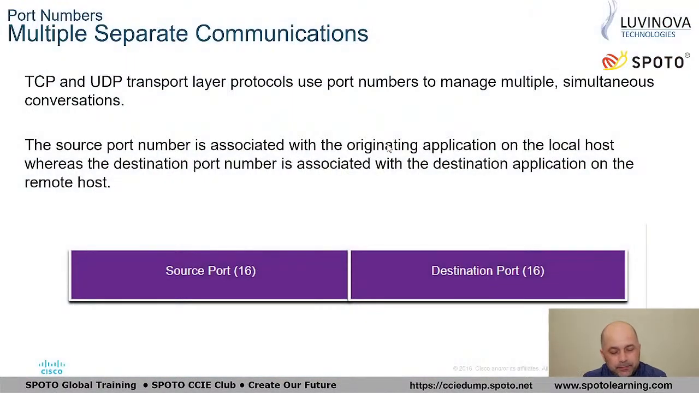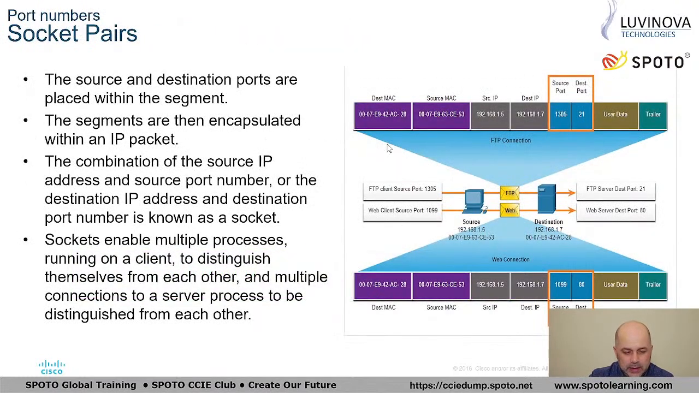So let's take a look. In the communication, there are always two parties, destination and source. So destination port and source port. The socket pairs. The source and destination port are placed within a segment, and every time, depending on whether you're sending or receiving communication, the port could be different.